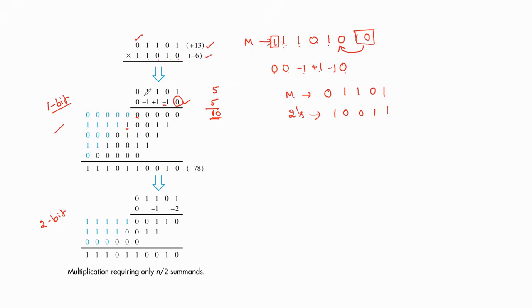So +1 means the same number of bits should be repeated here in the summand part. 1, 0, 1, 1, 0. These are the multiplicand bits. Now here the sign bit is 0, so 3 more zeros should be extended.